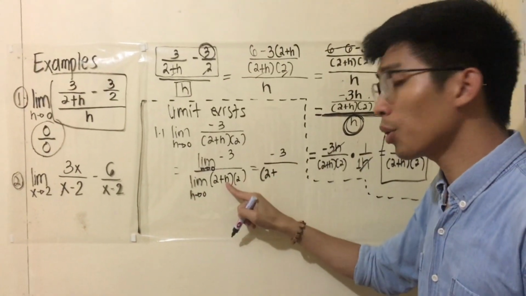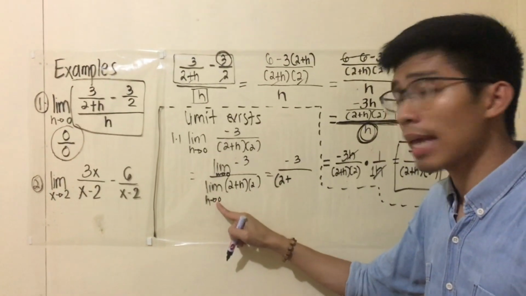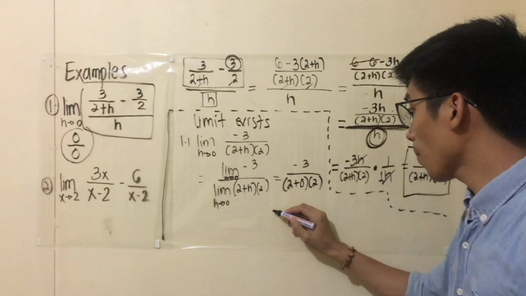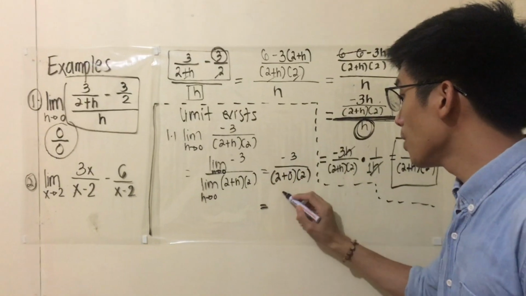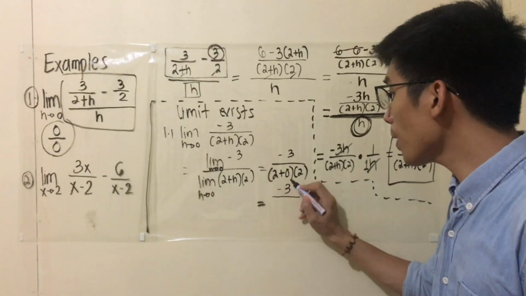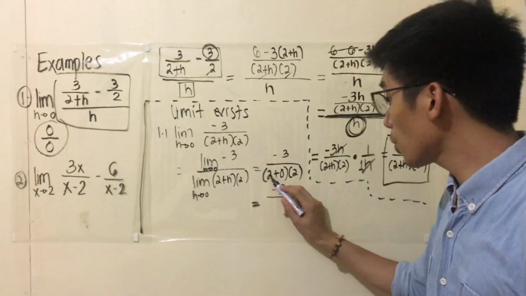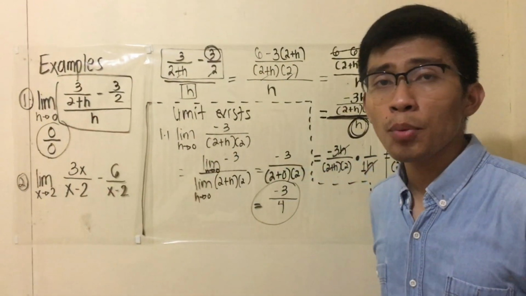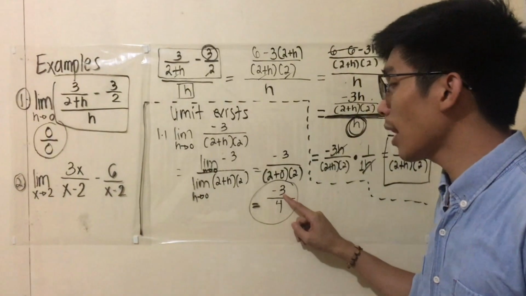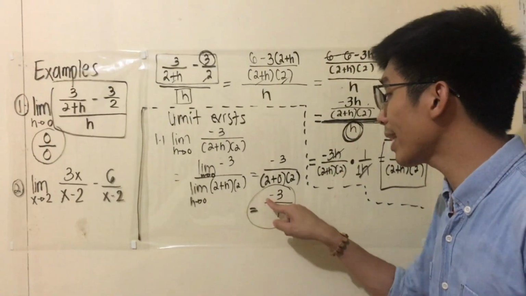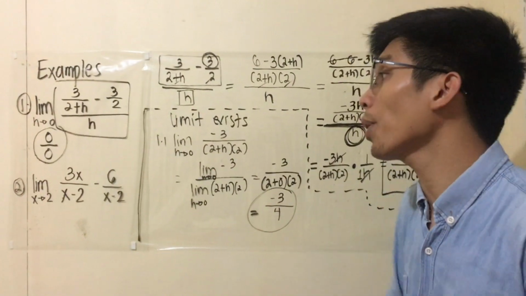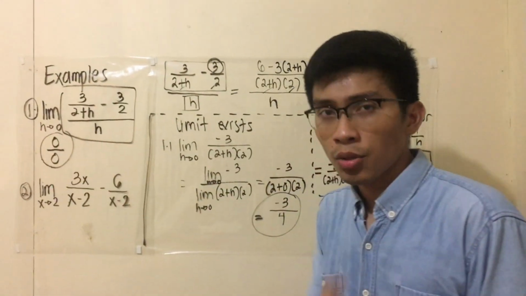What is the value where your variable approaches? Exactly, that is 0. So times 2. By simplifying, that is negative 3 over 2 plus 0, that is 2, 2 times 2, that is 4. Therefore, for example number 1, the limit of that function is negative 3 over 4, or negative 3/4, as your h approaches 0.